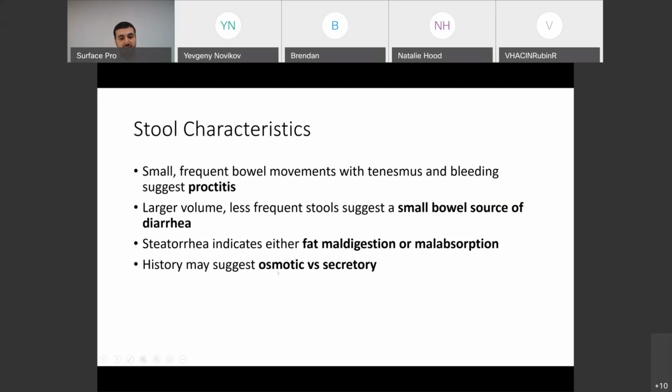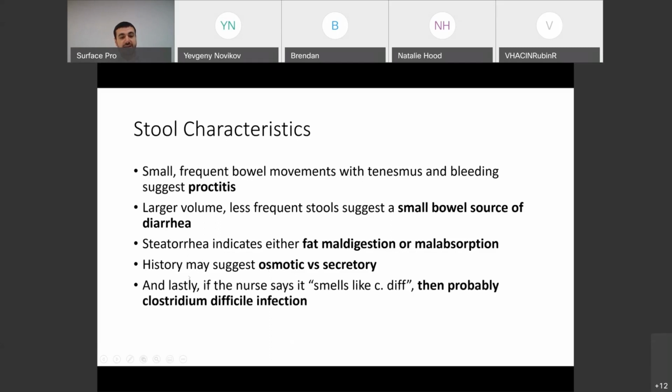You're going to be asked about this pretty frequently: osmotic versus secretory diarrheas. Secretory is more associated with diarrhea that's large volume. It's happening constantly, whether or not you're eating. So if you're fasting, you still have bowel movements, whereas osmotic typically goes away when you fast. So the history should give you a suggestion of whether it's osmotic or secretory.